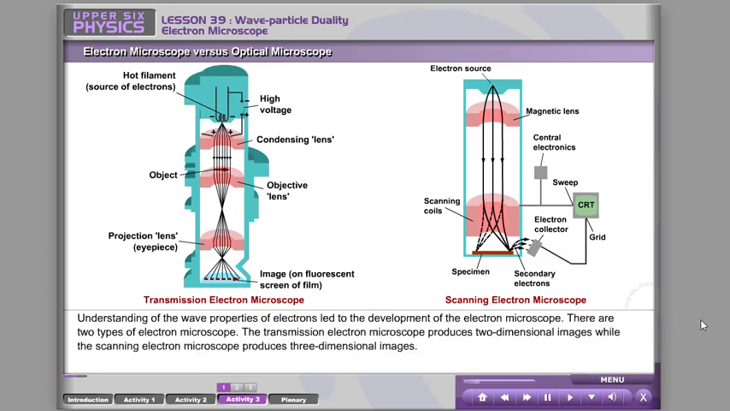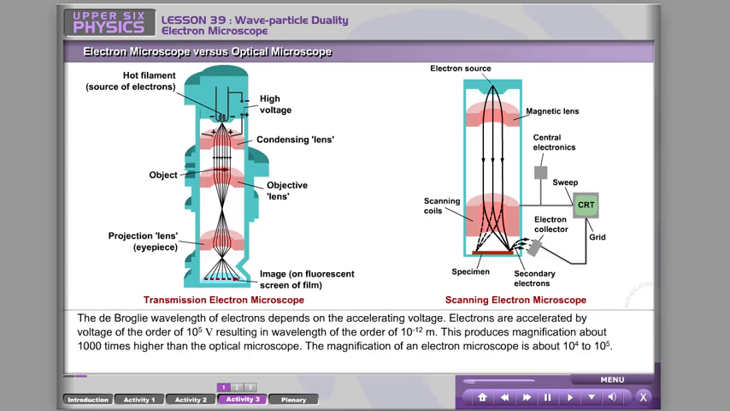Understanding of the wave properties of electrons led to the development of the electron microscope. There are two types of electron microscope. The transmission electron microscope produces two-dimensional images, while the scanning electron microscope produces three-dimensional images. The de Broglie wavelength of electrons depends on the accelerating voltage. Electrons are accelerated by voltage of the order of 10 to the power of 5 volts, resulting in wavelength of the order of 10 to the power of minus 12 meters.